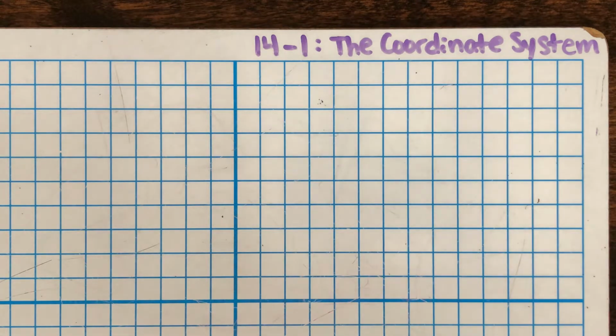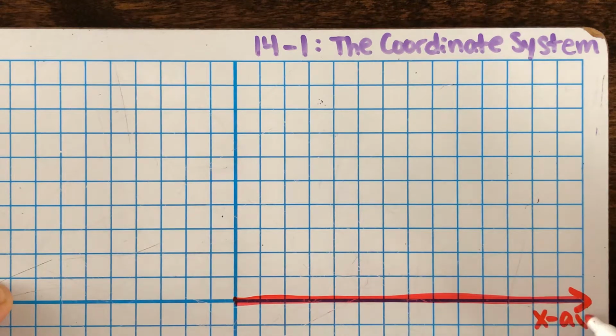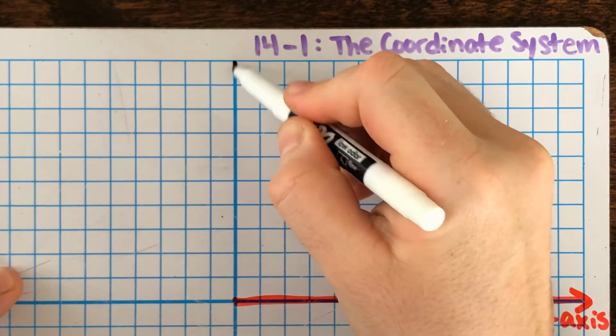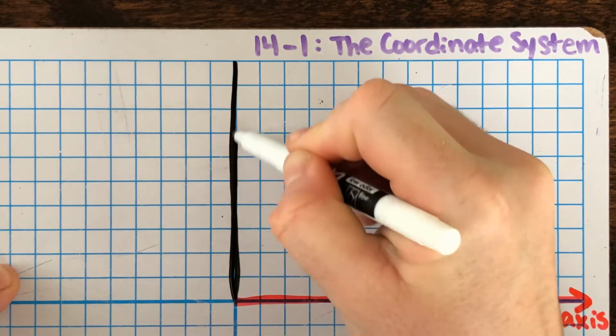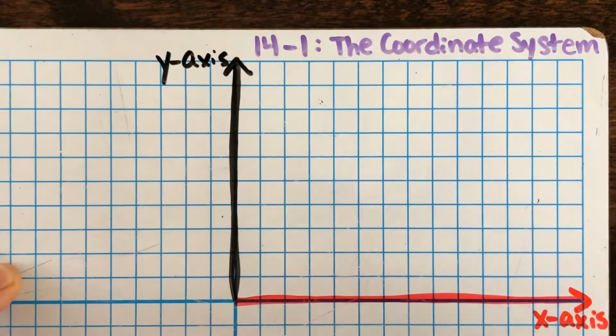of an x-axis and a y-axis. So the x-axis is always the horizontal line right here. That is always the x-axis. So we'll label it x-axis. All right. And the y-axis, you guessed it, is always the vertical line. So we'll label that the y-axis. Okay. And on the x and the y-axis, we have numbers.